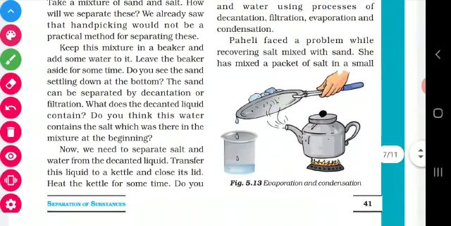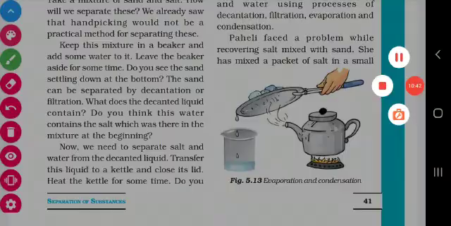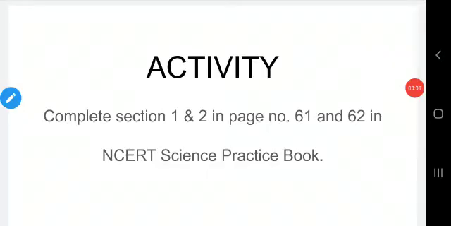Okay, have you all understood, children? Yes. Dear children, your activity for this class is to complete section 1 and 2 on pages 61 and 62 in your NCERT science practice book. Section 1 is to complete the mind map. You can refer to the textbook and complete the mind map. Some substances are given. You have to write under which technique they can be separated.